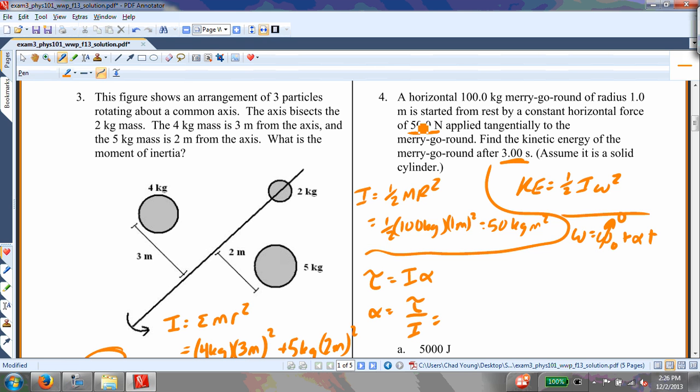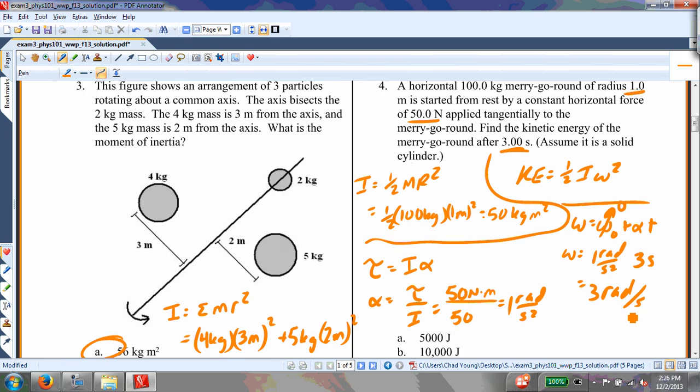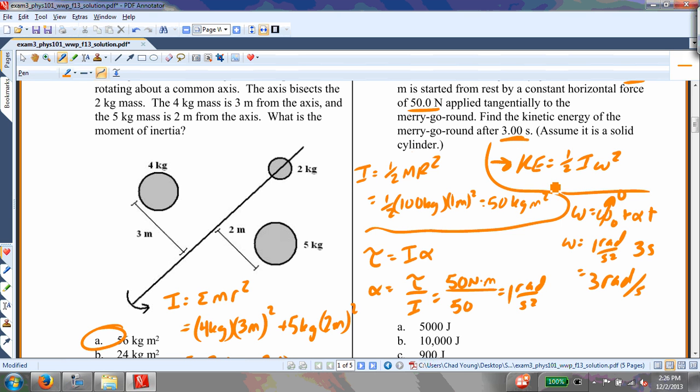The torque here is 50 newtons applied at a radius of 1 meter. So it's 50 newton meters divided by I, which we found to be 50 as well. So my alpha is 1 radian per second squared. And now I can find omega, which is just going to be 1 radian per second squared times 3 seconds. So it's 3 radians per second is my omega. All right, so now I can go back to what I was originally doing. That's up here for kinetic energy. So it's going to be 1/2 of 50, which is my moment of inertia, times 3 squared.